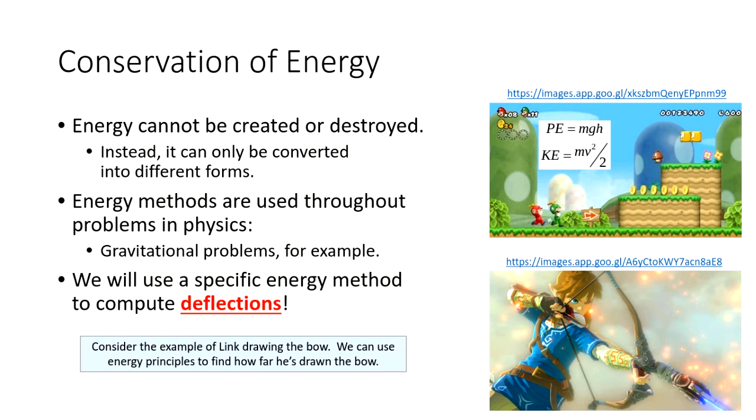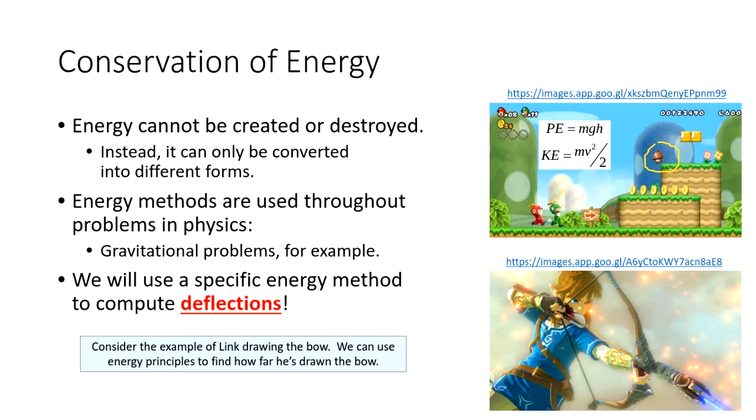Now, everybody in this class has done an energy methods problem at some point in their academic career, and a very common one is an example in physics. Let's talk about gravitational problems. I thought this was a kind of funny example. I've got Mario here, and we've got a platform, and we've got a Goomba right there. Let's use yellow for the Goomba. The Goomba is getting ready to fall off the platform.